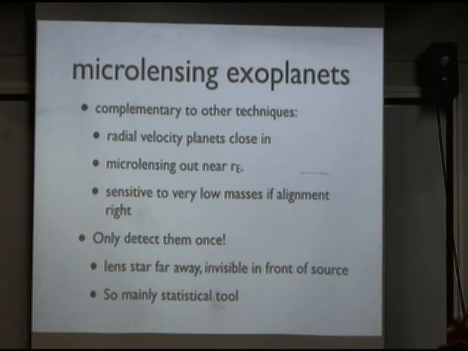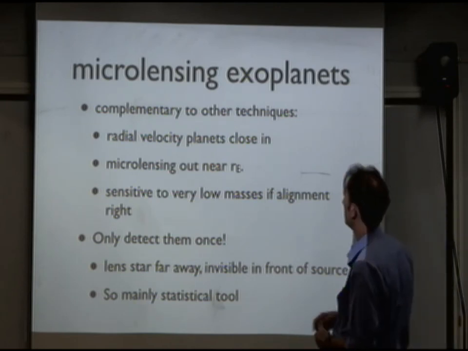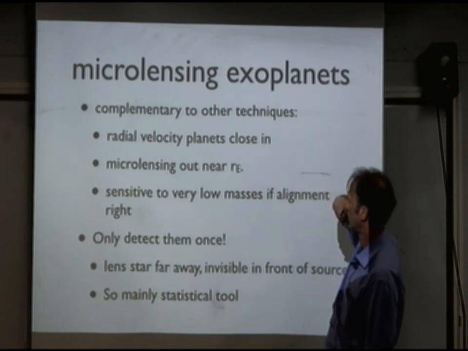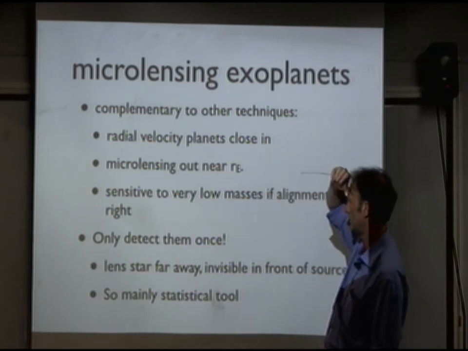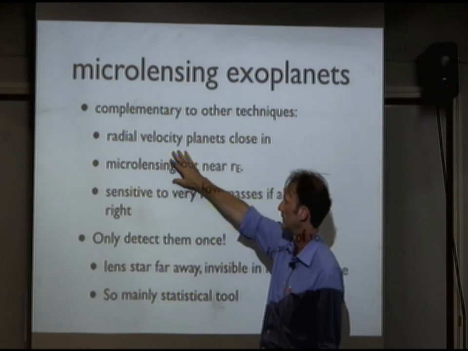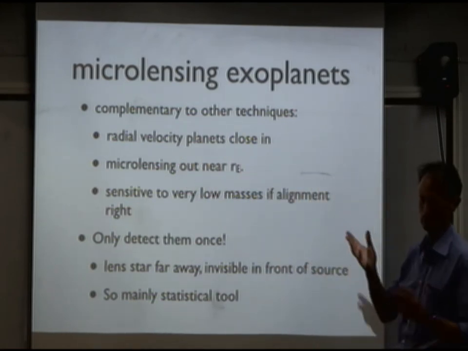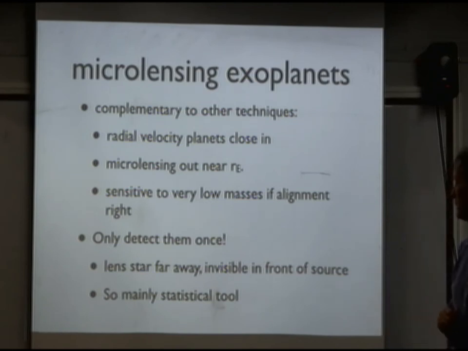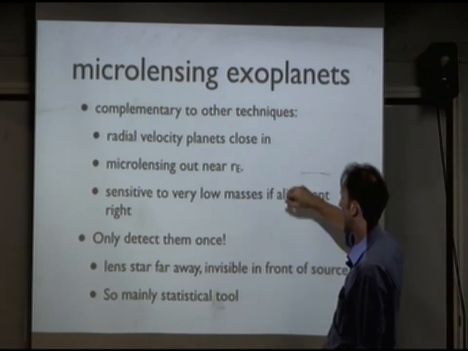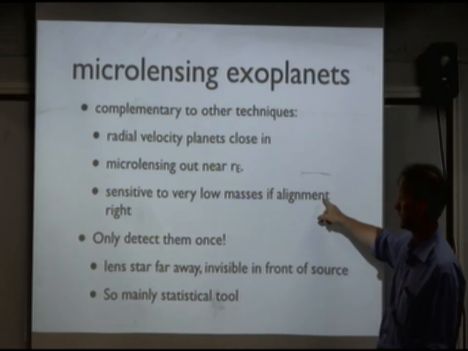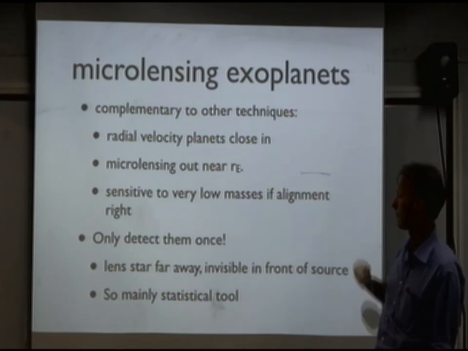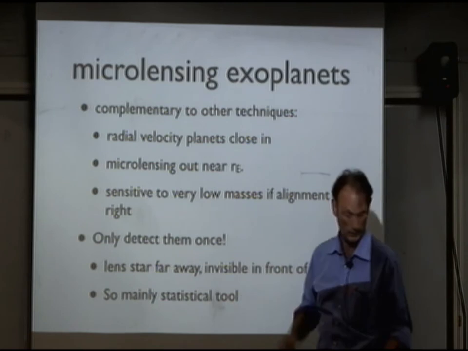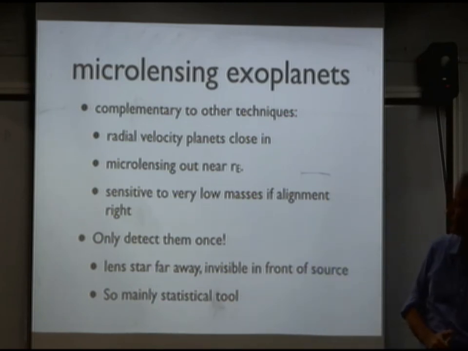So to summarize, the microlensing by exoplanets gives you planets which are complementary to the other techniques, radial velocities, astrometric searches. You typically find planets around the Einstein radius. That's where all these phenomena happen, and that's a radius that's usually significantly further out than probed in other ways. And if the alignment is right, you can actually see very low masses. So people have been able to see Neptune mass microlensing planets, for example. And as we discussed before, they have certain disadvantages because once you see them, you better look carefully because you're never going to see them again.